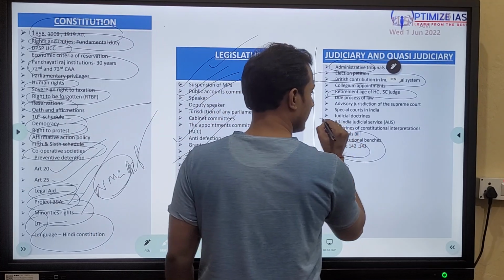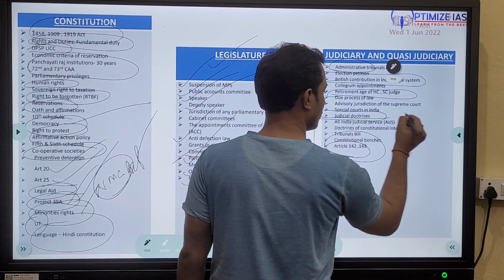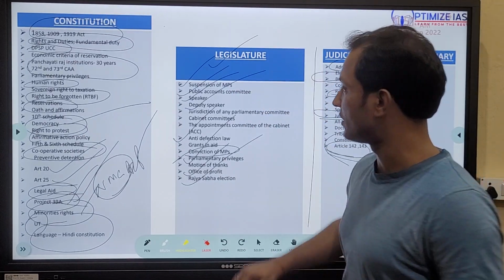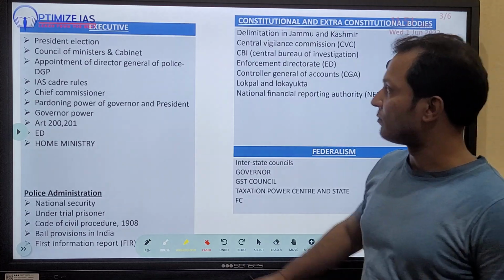And then what are the various kinds of judicial doctrines? Very important. Doctrines for judicial constitutional interpretation. Very important, guys. Let us see now further from the executive part, sir.